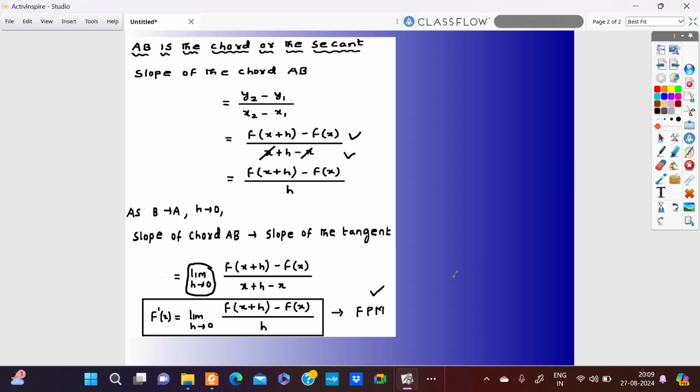As B approaches A, even though they are very close to each other, h tends to 0 or h approaches 0. The slope of the chord AB approaches the slope of the tangent. Alright, and this is called the first principles method, and it could be denoted as f dash of x. For any given f of x, the first derivative is f dash of x, or you could call it the gradient function or the derived function.